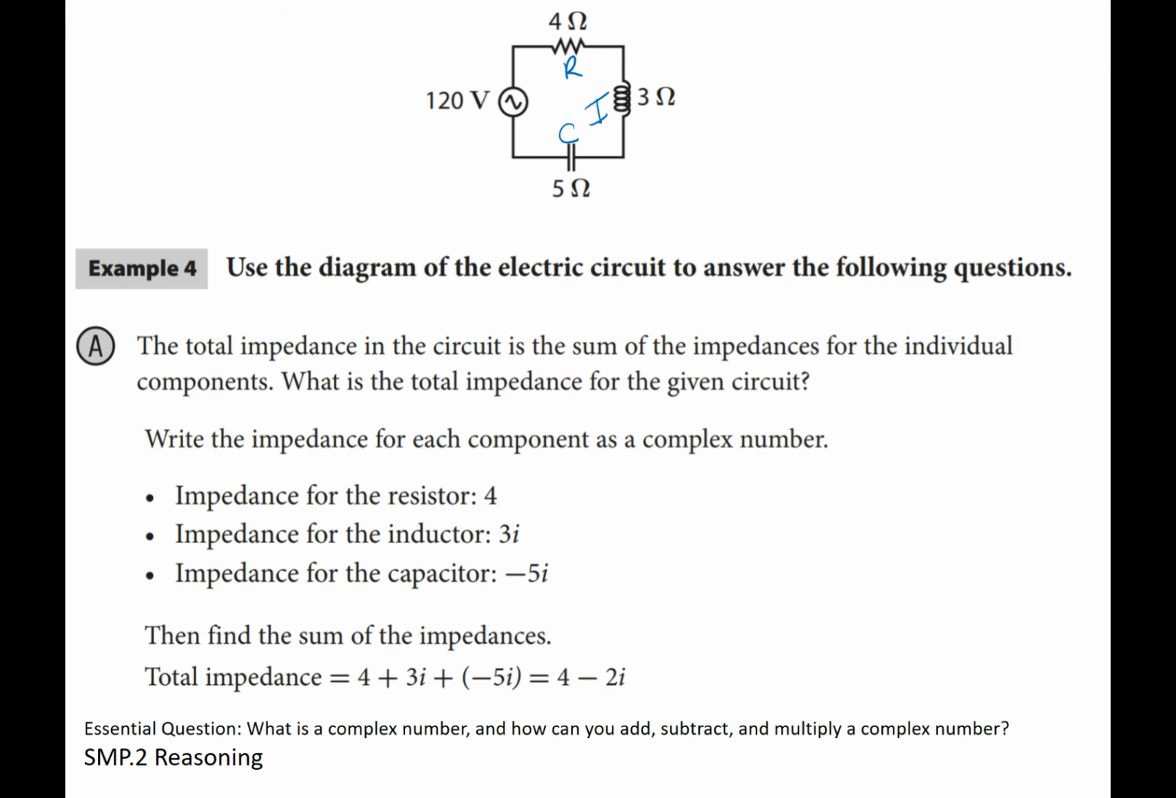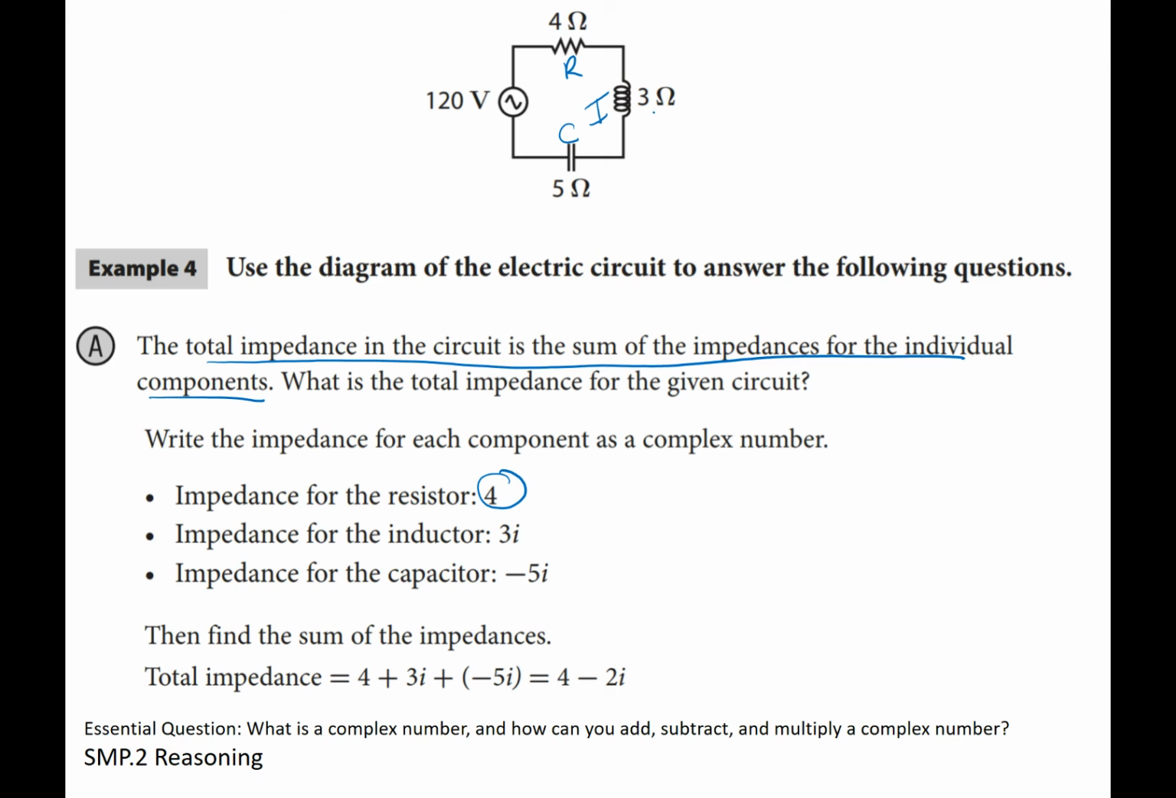All right, use the diagram of the electric circuit to answer the following questions. The total impedance in this circuit is the sum of the impedances for the individual components. What is the total impedance for the given circuit? So we're writing the impedance for each component. For the resistor, it's just a whole number. It's a real number, so it's 4.